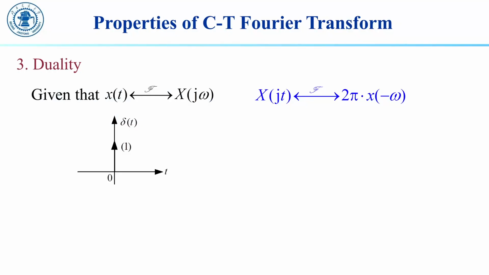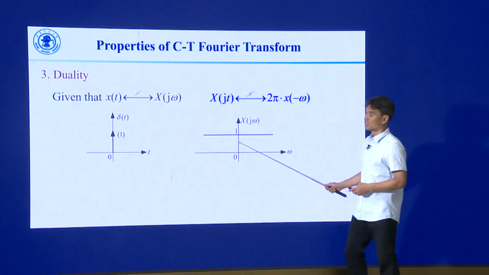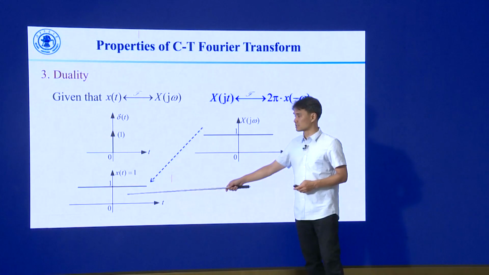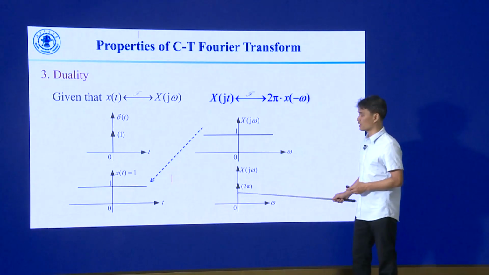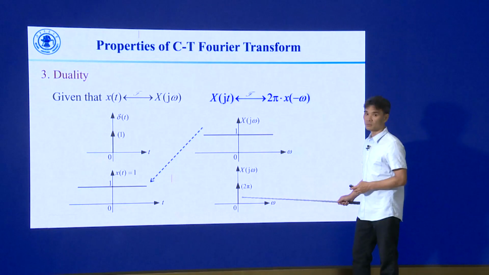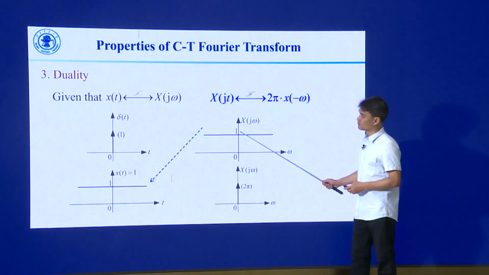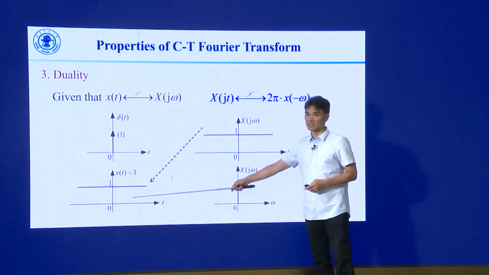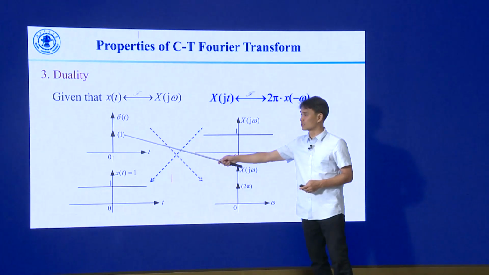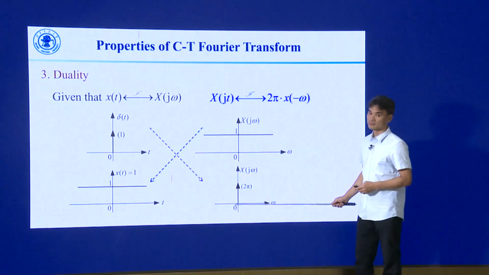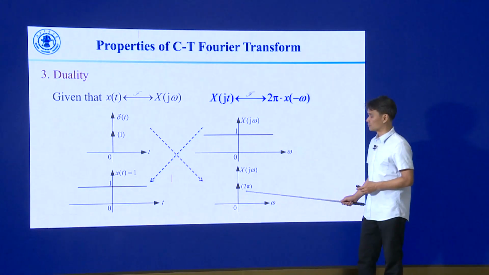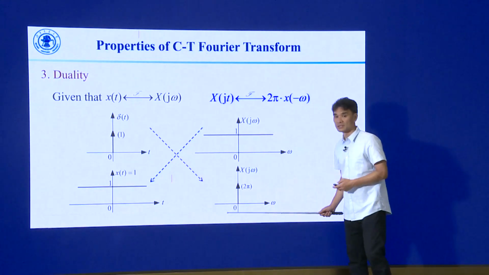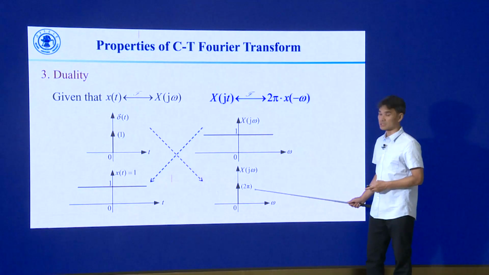Still remember that for delta function, its spectrum is a DC component. And for DC components, its spectrum actually is equal to 2 pi times delta omega. So if we move this one to the time domain, then the original signal in the time domain will move to the frequency domain, but with a scaling factor 2 pi. And because this is an even function, when you do the flipping, it is itself.